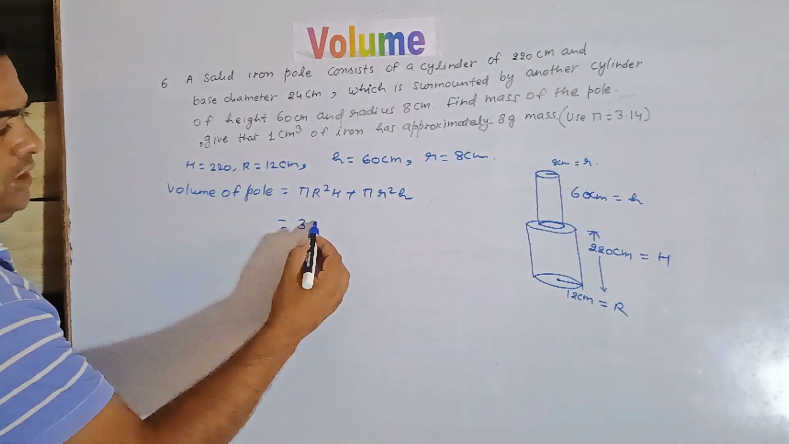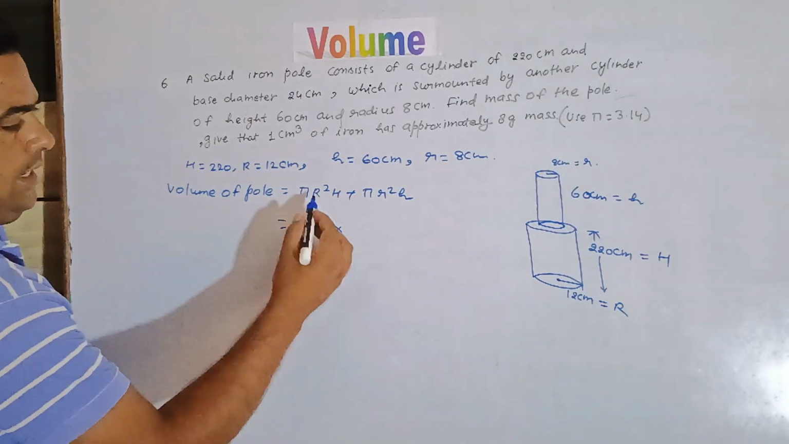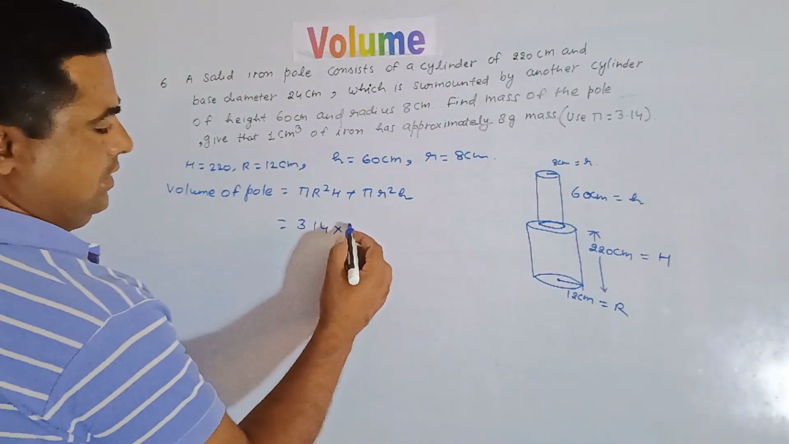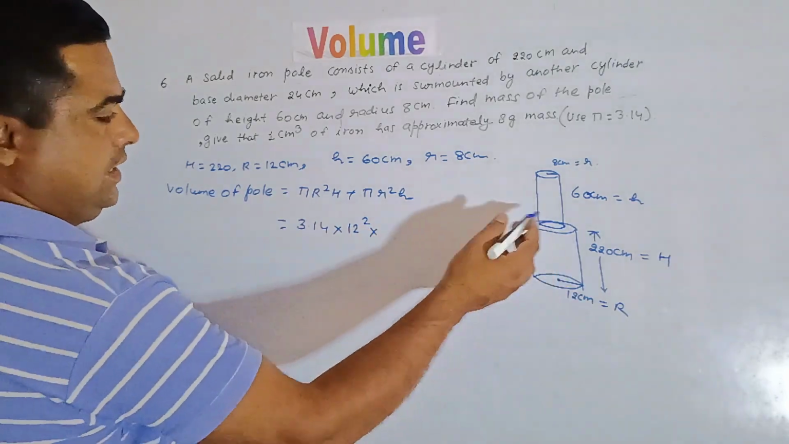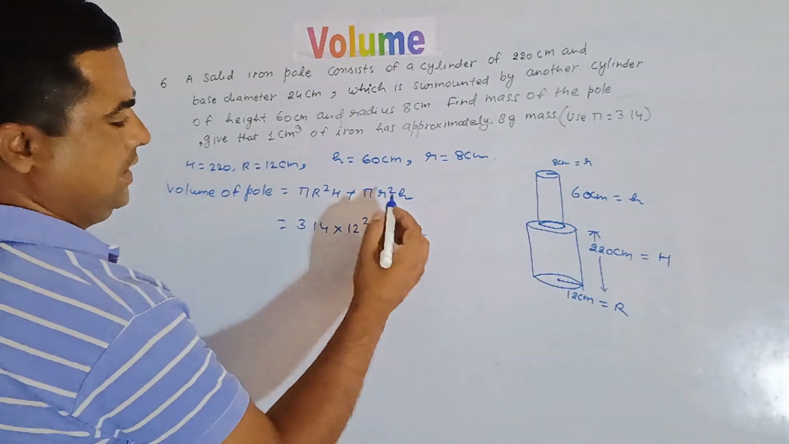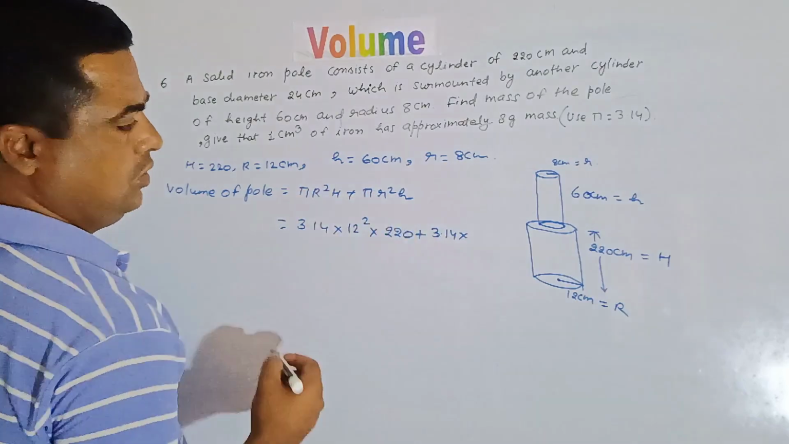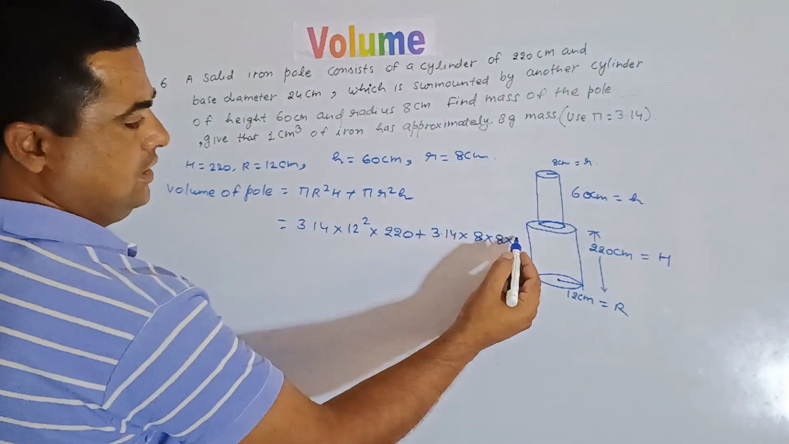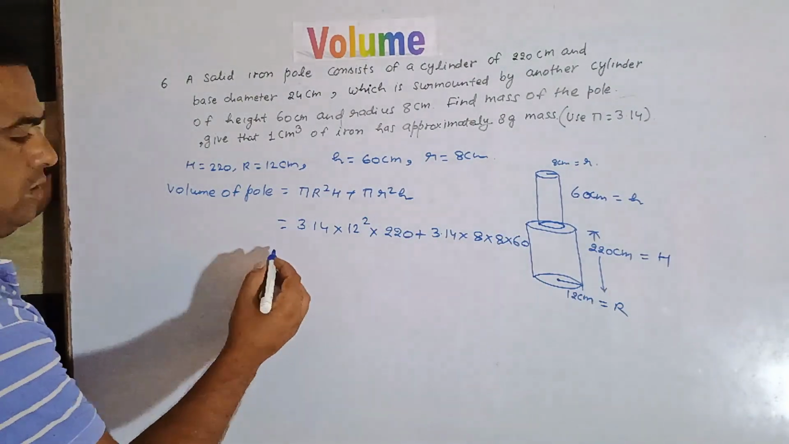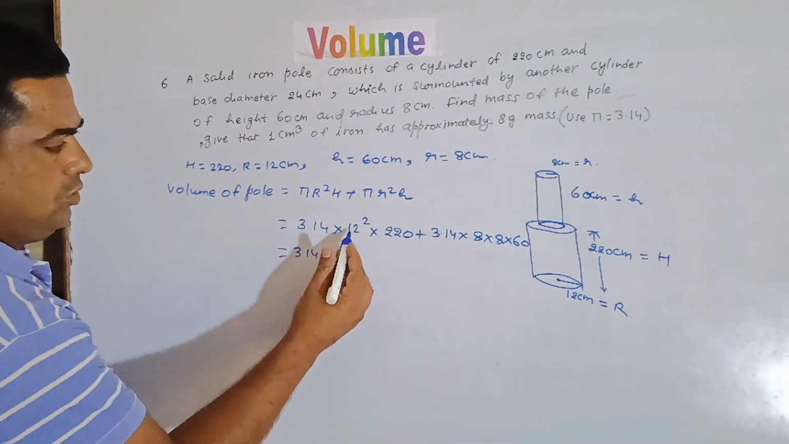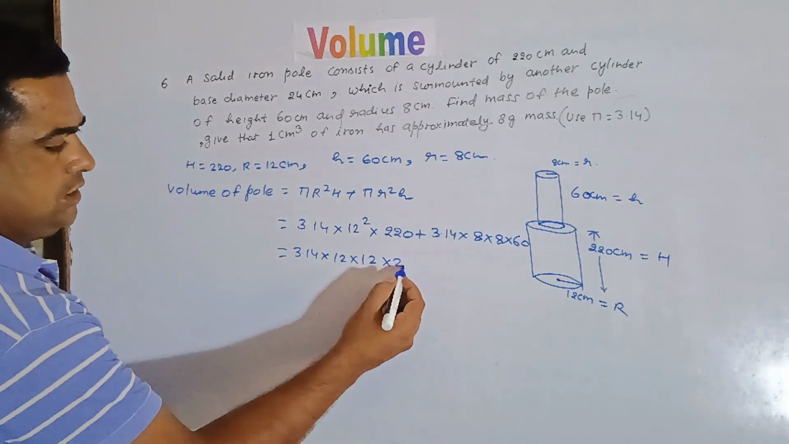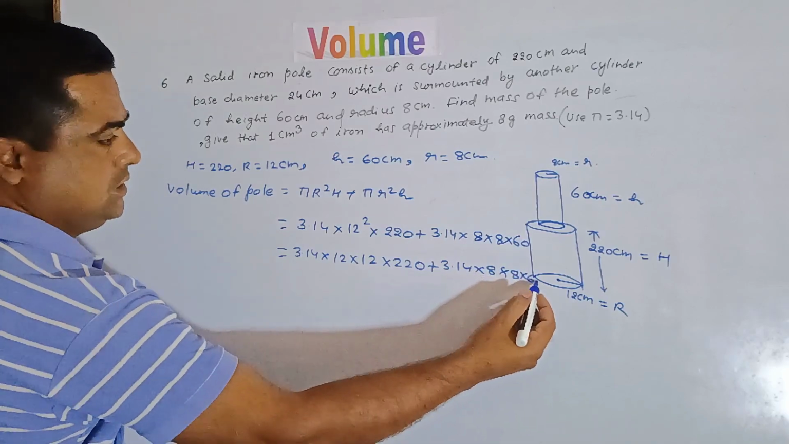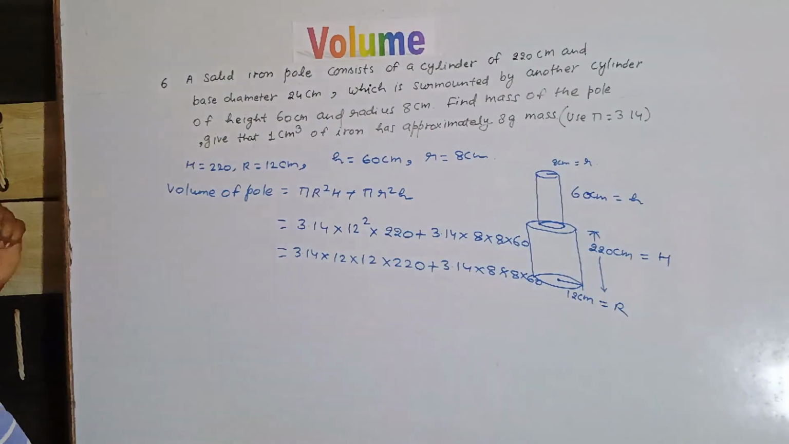What is the value of pi? They are saying use 3.14. And the radius, what is the value of small r? Sorry, capital R. So capital R is 12 square into height. What is the height of the pole? 220, plus pi, this is 3.14, and small r, the radius, is 8 square, 8 into 8, and height is given here as 60. Okay, now we will solve this part. 3.14 into 12 into 12 into 220 plus 3.14 into 8 into 8 into 60. After solving, students, we will get our answer.